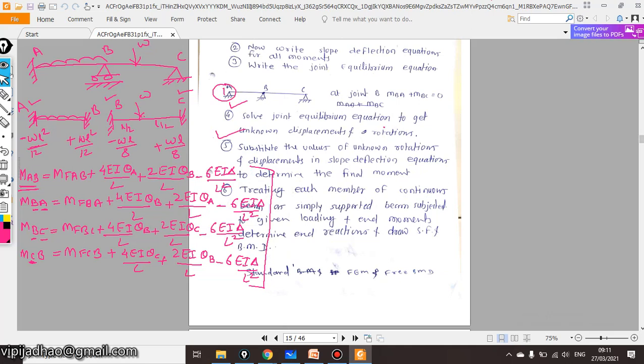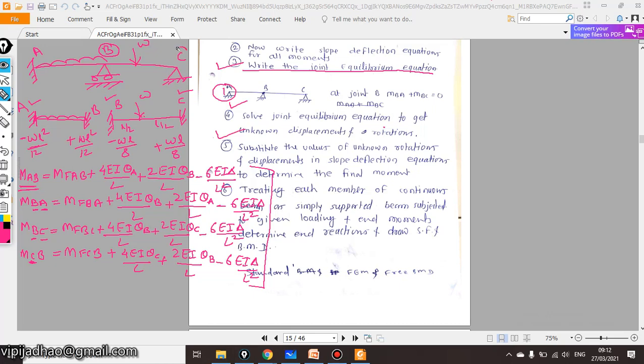The next step is step number 3, that is, write down the joint equilibrium equation. So in this particular problem, you can see we have two different values of theta. We will be having rotation at joint B because it is a continuous support.